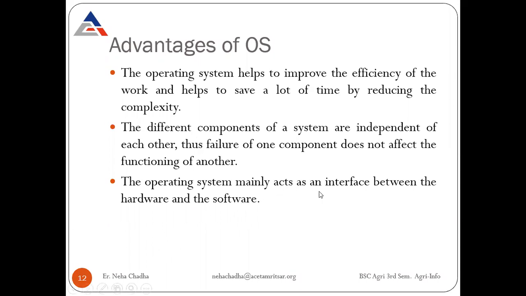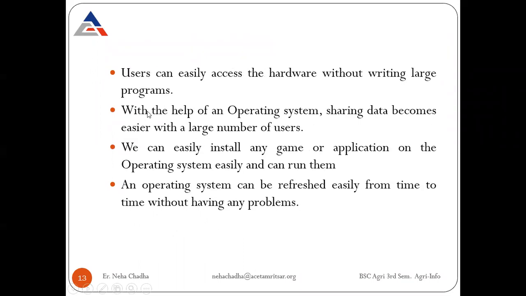The operating system mainly acts as an interface between hardware and software. As we have to access hardware or some software, the operating system acts as an intermediate. Interface means an intermediate. A user can easily access the hardware without writing large programs. As I told you, you don't have to write the program again and again to access any sort of hardware device. You can simply access the hardware by having an operating system on your laptop or computer system.